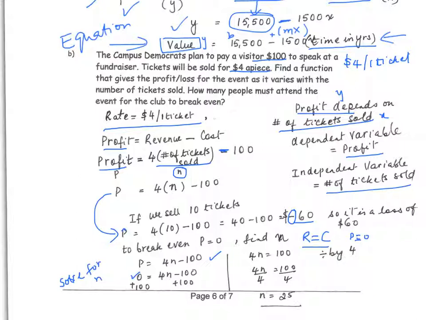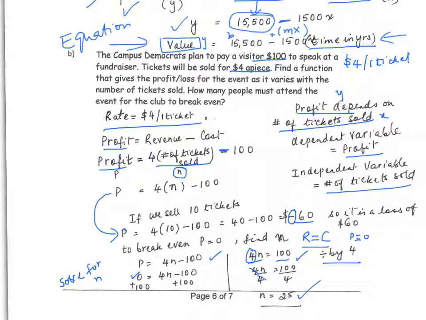So add 100 on both sides first. So you get 4N equals 100, which is the same as revenue equals cost. Now divide both sides by 4 to get rid of this 4. So when we divide, we get 100 over 4, which is 25.